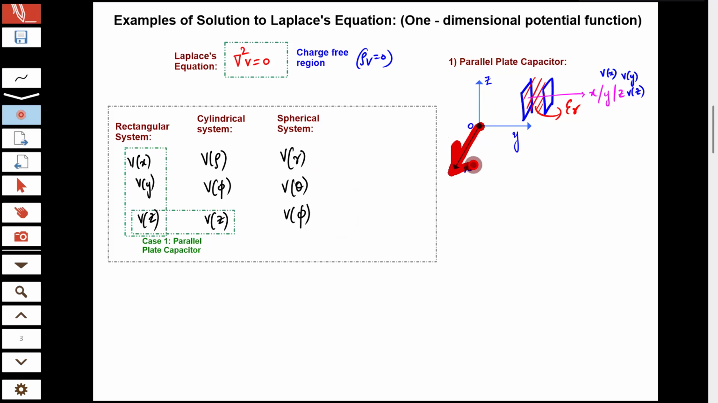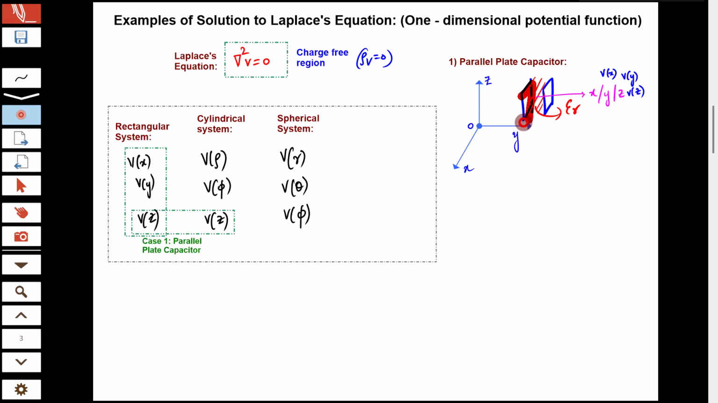So if I consider potential variation as a function of x or y or z, the example will be the same, but only the orientation of the axis is different. So when we consider these cases, they can be put together for the example of a parallel plate capacitor.